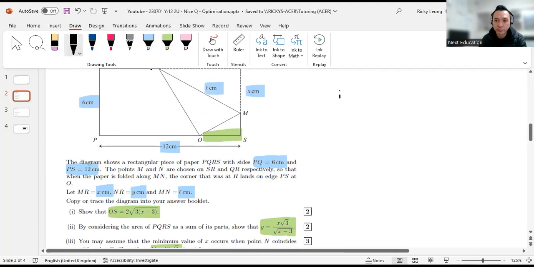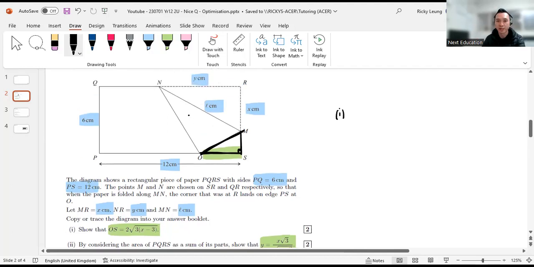Let's do question 1. It asks you to show that OS, this side here, which looks like it's got right angles there. Now what do I know, guys? When it's folded, this length here looks to be 6 minus X. This side here was folded from here, so that must be X as well.